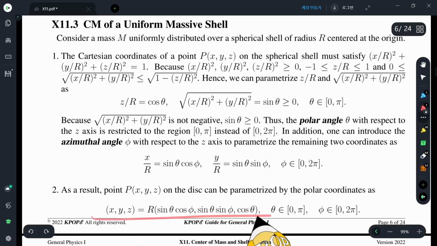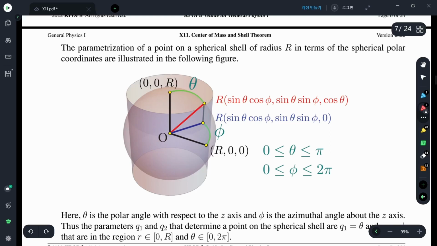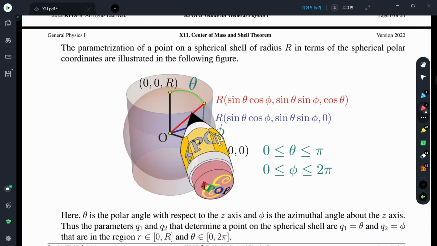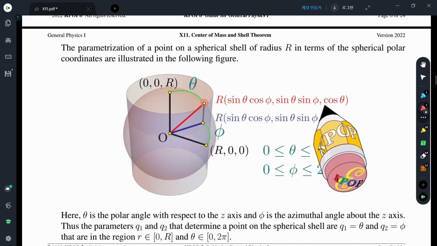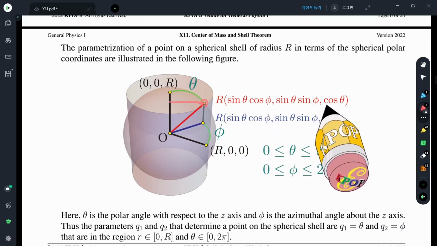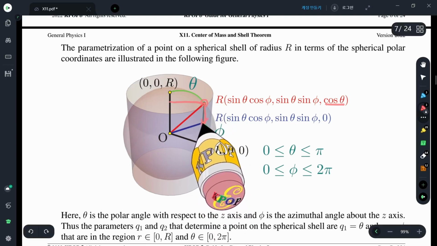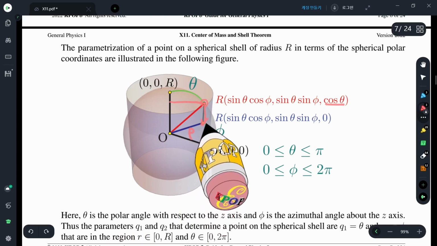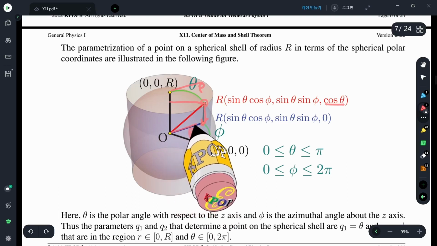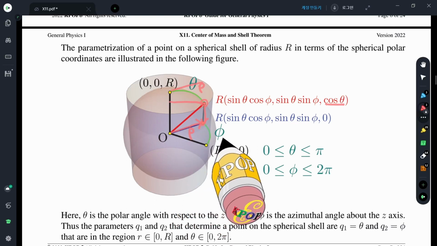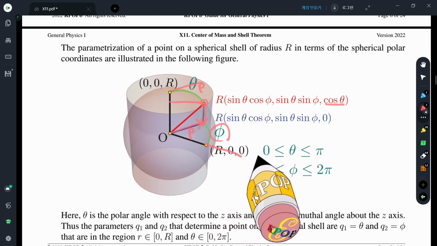In summary, we have these results. This is the sphere of radius r, and we find the z coordinate can be read off as r cosine theta. And then we find the point here with the planar radius rho, and we have a cylinder with a radius rho. And this planar radial vector has the azimuthal angle phi relative to the x-axis.